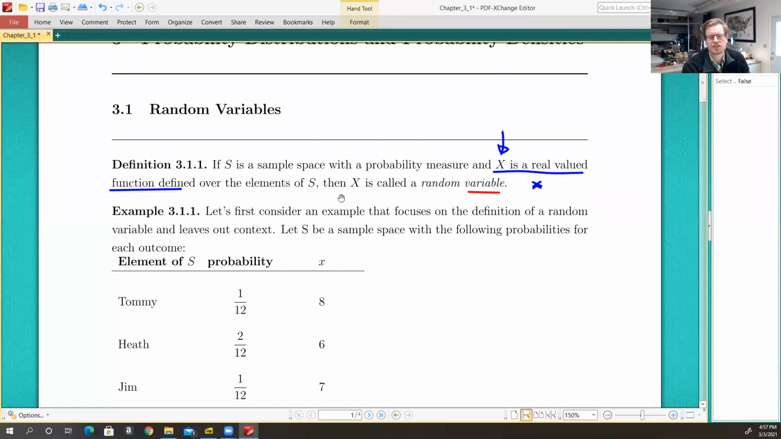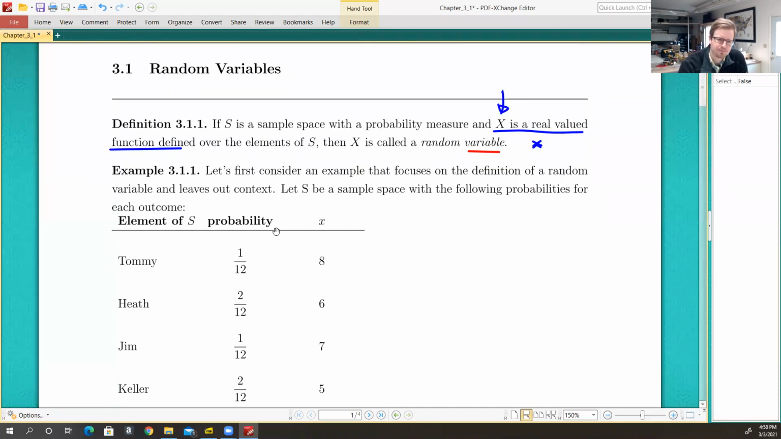In our first example, we're going to try not to really consider a context. In our second example, we will. But here, I want to focus a little more on the idea that X is a function. It doesn't have to have a particular meaning. That's not a requirement in the definition of a random variable. So let's take a look at an example where the meaning doesn't really seem to be there.